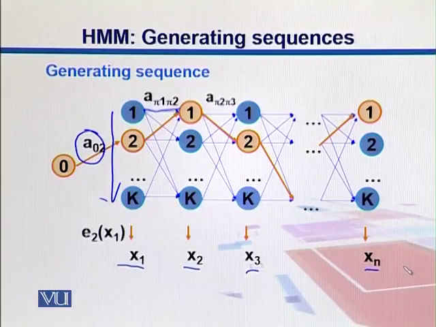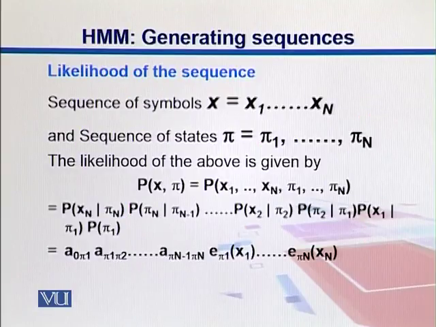How do we get those symbols? Within each state we have the emission probabilities, and those determine what sequence of symbols we can generate. So we get a sequence of symbols. Now we are interested in the likelihood of that sequence. We have our hidden Markov model, our states, and our probabilities, transition and emission. How likely is it that our sequence was generated from that model? That is called the likelihood of the sequence.